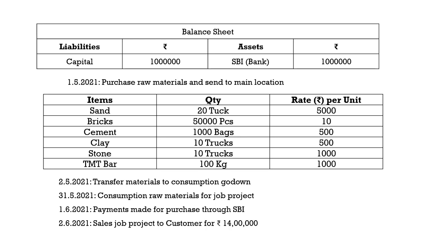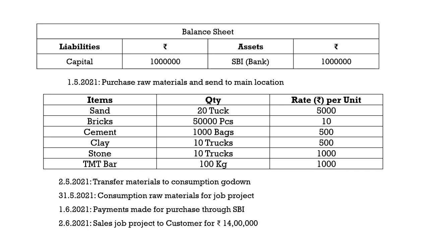Next, on the next day, that means 1st June, you make payments to SBI. We consider this a payment made. At the time of purchase, it was a credit purchase, so I have to provide the name of a creditor. And on 2nd June, sales of the job project. You sold the job project to a customer for rupees 14 lakhs.